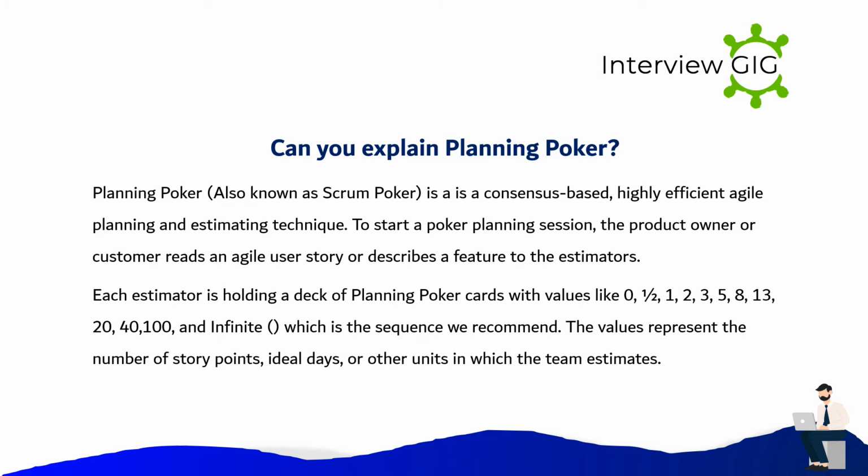Can you explain planning poker? Planning poker, also known as Scrum poker, is a consensus-based, highly efficient Agile planning and estimating technique. To start a planning poker session, the product owner or customer reads an Agile user story or describes a feature to the estimators. Each estimator is holding a deck of planning poker cards with values like 0, half, 1, 2, 3, 5, 8, 13, 20, 40, 100, and infinity, which is the sequence we recommend. The values represent the number of story points, ideal days, or other units in which the team estimates.